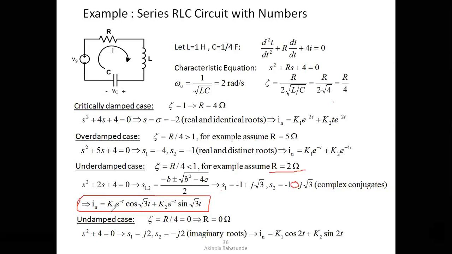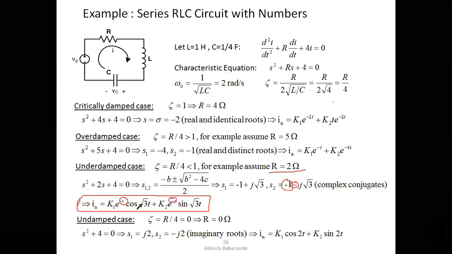Okay, you can see you have k1 exponential minus t here because this value is going to be the real number we have here, which is the gamma we have. It's going to be the real number of the root. It's minus 1 times t. That's why we have minus t here. And the same thing is also happening here too.